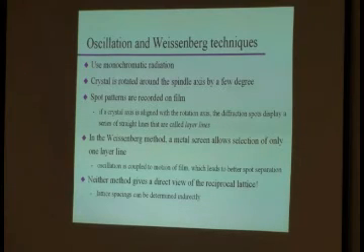So, how do these old, no longer in use methods work? Well, all of them use monochromatic radiation. Okay? And what you do in the oscillation and Weissenberg techniques is you rotate a crystal around the axis of your mount by a few degrees. And you record the spot pattern that you get on film.